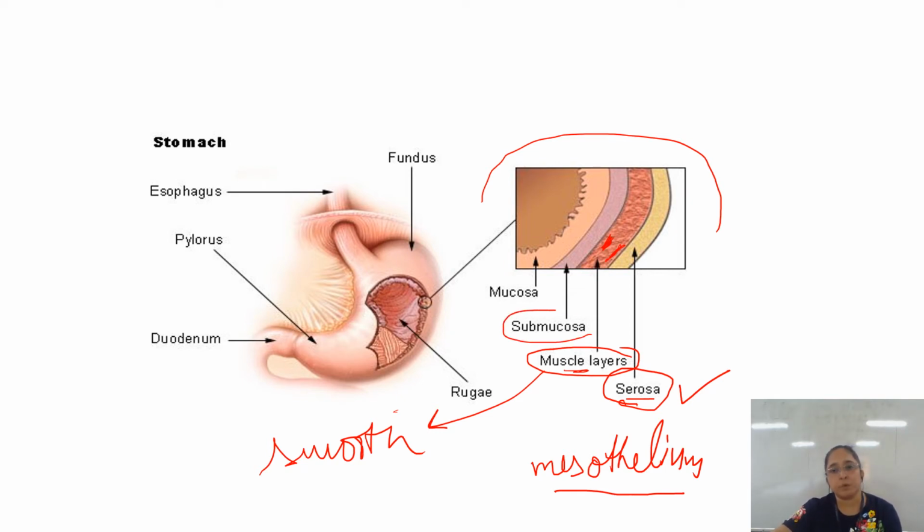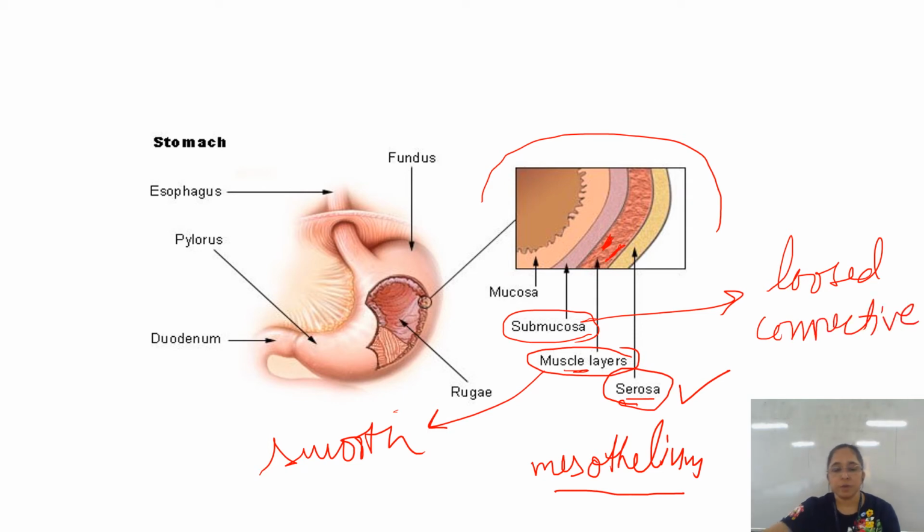Next one is the submucosa. It is formed of loose connective tissue. The submucosa contains blood vessels, lymph vessels and even nerves. And in the duodenum, the submucosa shows the presence of glands also.